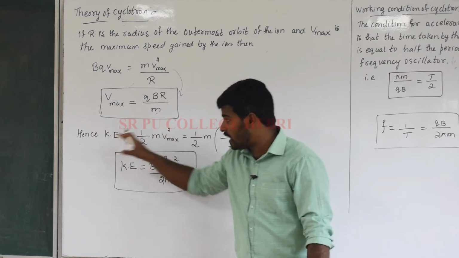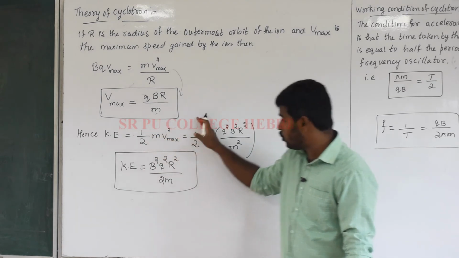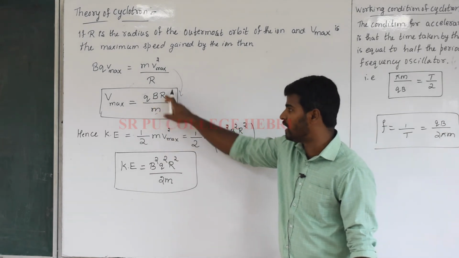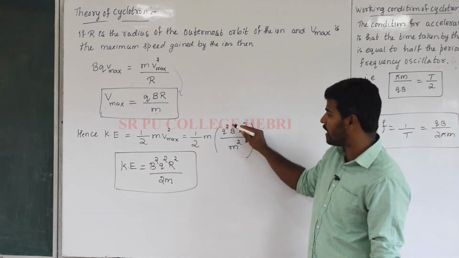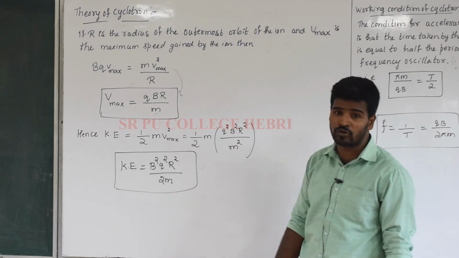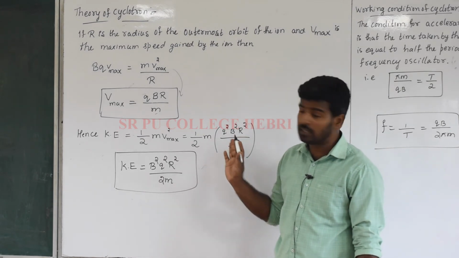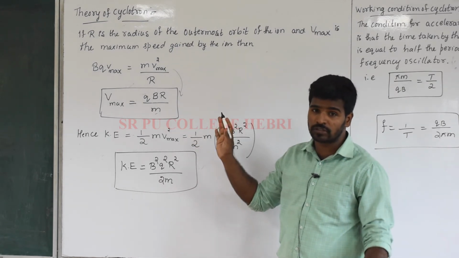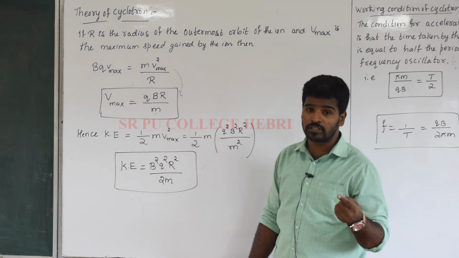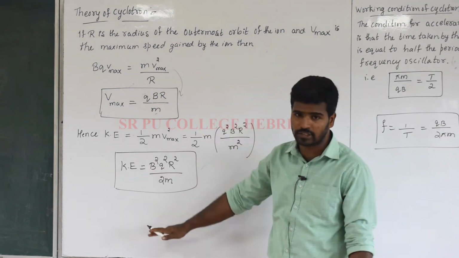Hence, kinetic energy is equal to half mv squared, which is half m times Vmax squared, that is QBR divided by M, squared, written as Q squared B squared R squared divided by M squared. By simplifying, the kinetic energy of the cyclotron is B squared Q squared R squared divided by 2M. Is it clear? This is the theory part of the cyclotron. They may ask for the expression for the kinetic energy of the positively charged ions in the cyclotron. That part you have to write. Is it clear?